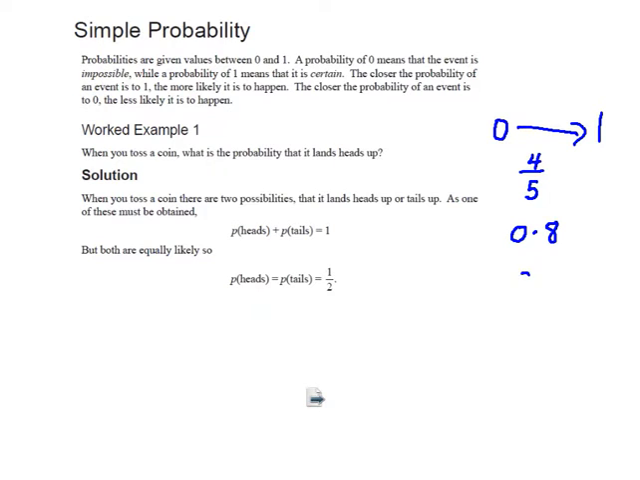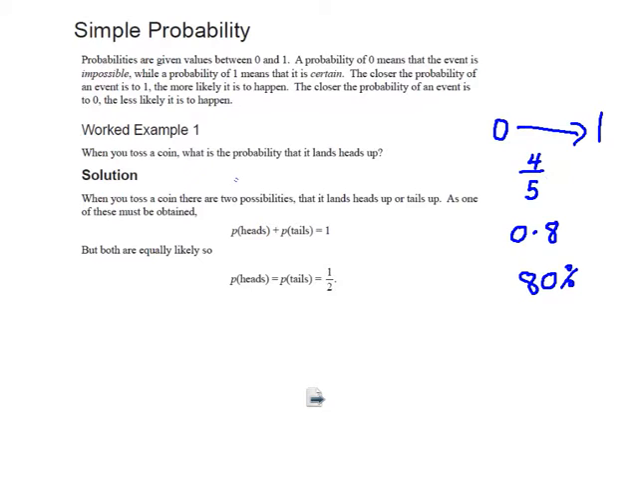And of course, we could express it also as a percentage, 80%, which is 4/5. 0.8 is also the same as 80%. And the important learning here is that they all are between 0 and 1.